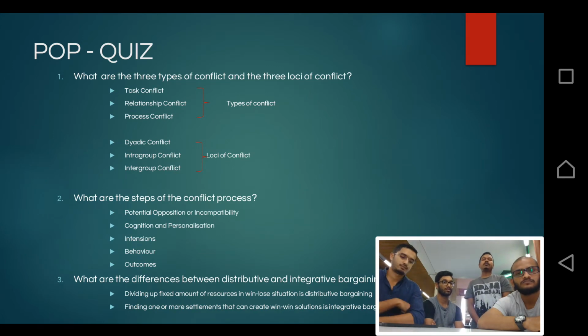Here's the third question. What are the differences between distributive and integrative bargaining?